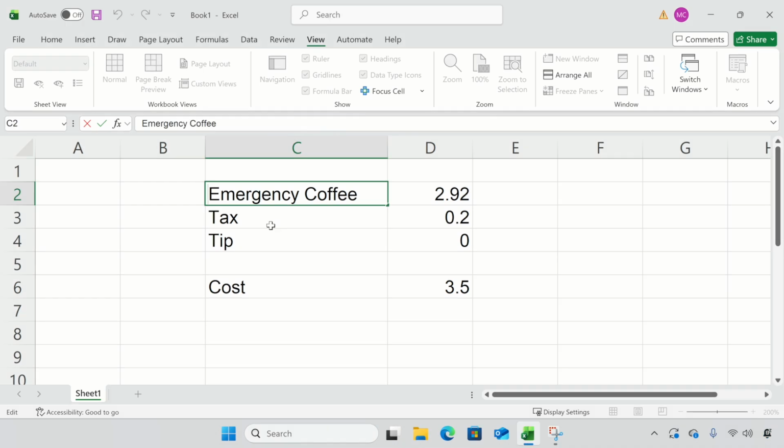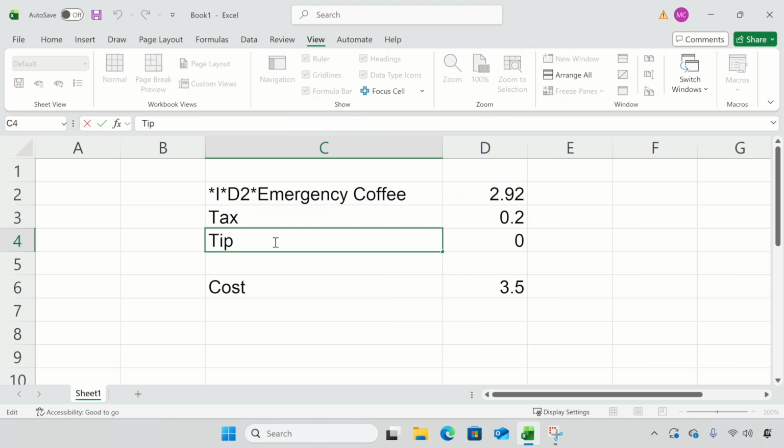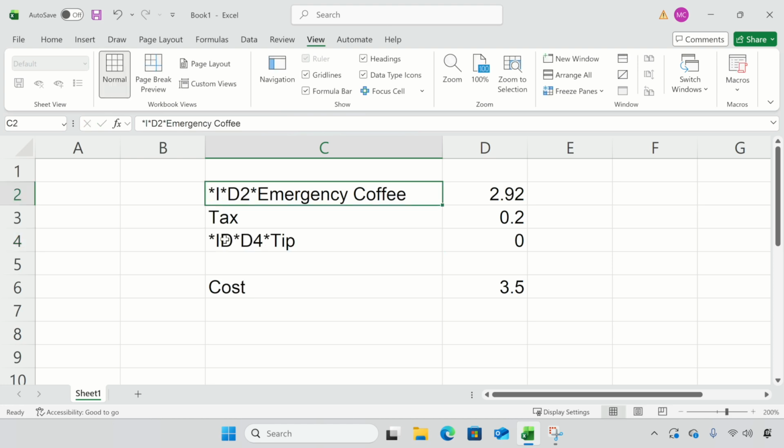First input, emergency coffee price. Add star I star, then the cell it refers to, D2. So star I star D2 star, done, easy. Next, tip. For the tip, which defaults to 0, we use star ID star D4 star. That tells Codcel, this is an input, the default value is whatever is in the cell.